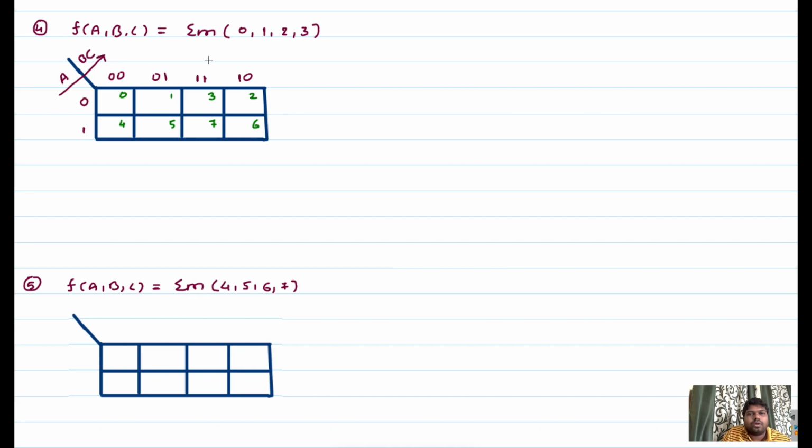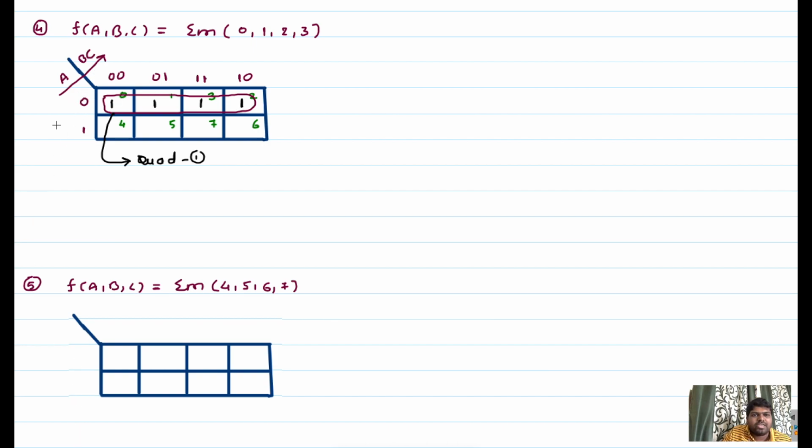Now 0 1 2 3 are our enabled inputs, the active possibilities, so I will assign ones to them. Here I will take 1 1 1 1. Now I am pairing these four square boxes. Grouping four adjacent cells is nothing but a quad, so this is quad 1. For this, there is one common element. All the columns differ, but this one thing is common.